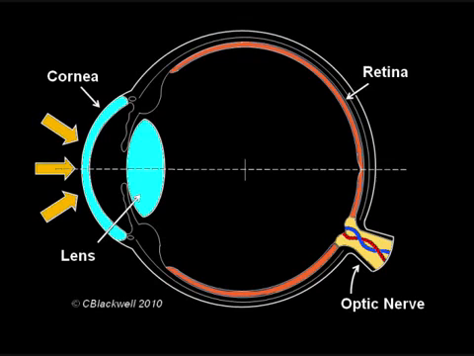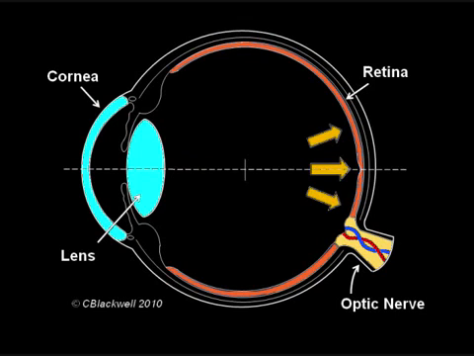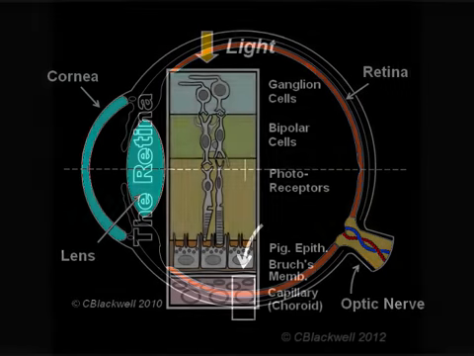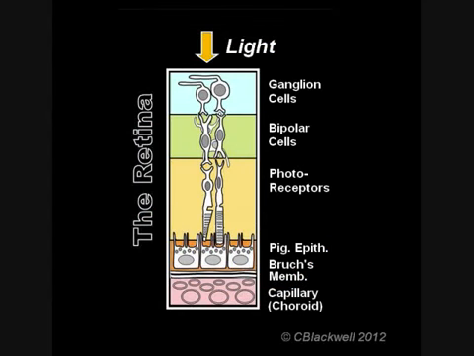Light from the outside world is focused by the cornea and lens. Within the eye, the retina is the part that senses light with specialized photoreceptor cells called rods and cones. As the photoreceptors receive the light, that triggers a nerve impulse that travels along the optic nerve back to the brain.